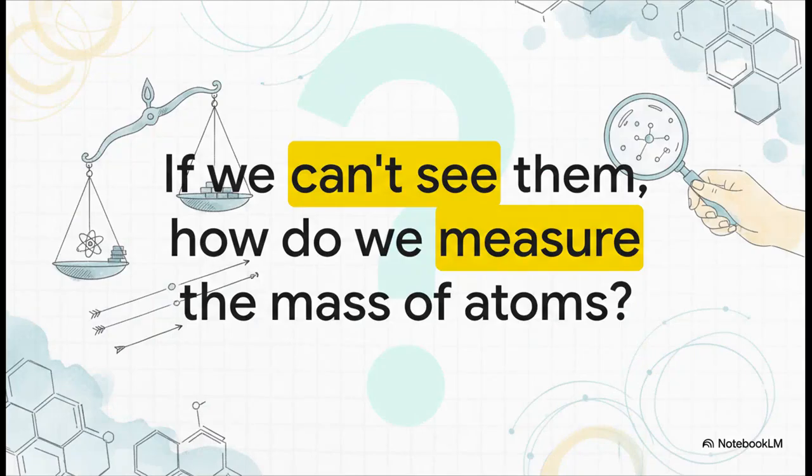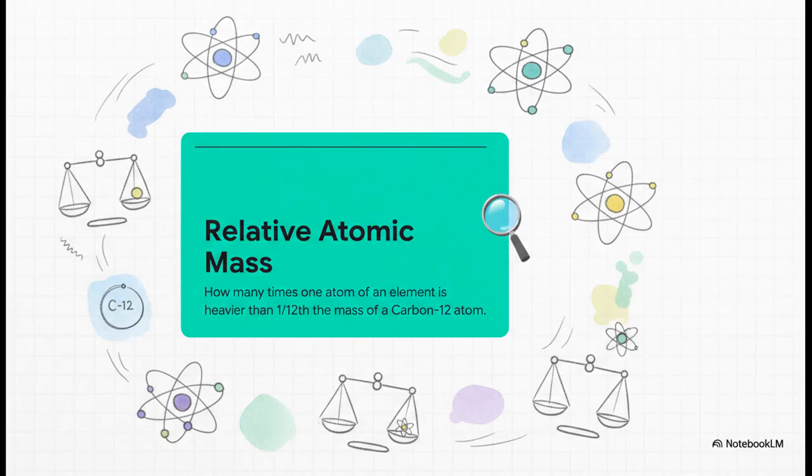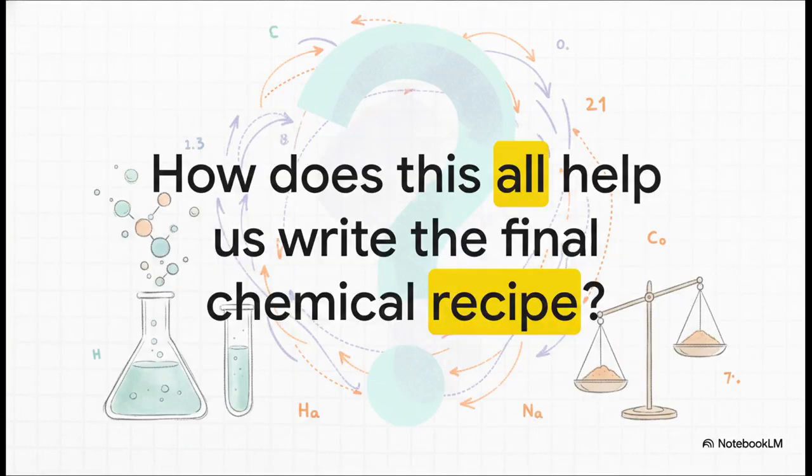So if we can't see them, how in the world do we weigh them? Chemists created a clever system. It's all about comparing them to a common agreed-upon standard. This creates a scale that lets us weigh any atom relative to that carbon standard. So to find a molecule's mass, we just add up the masses of all its atoms. So with all this, we can now determine a compound's exact chemical formula.